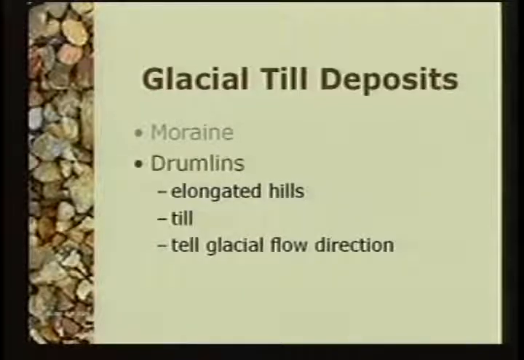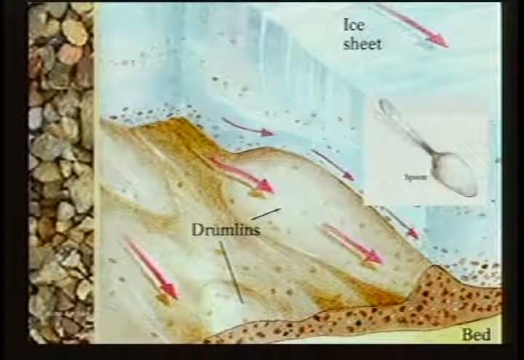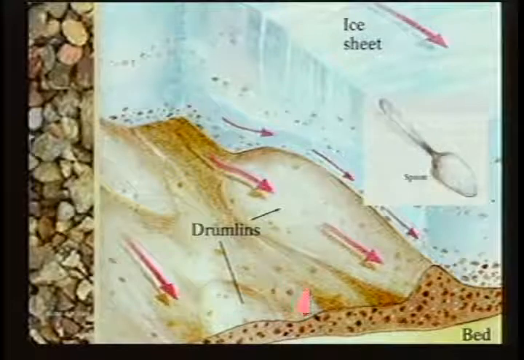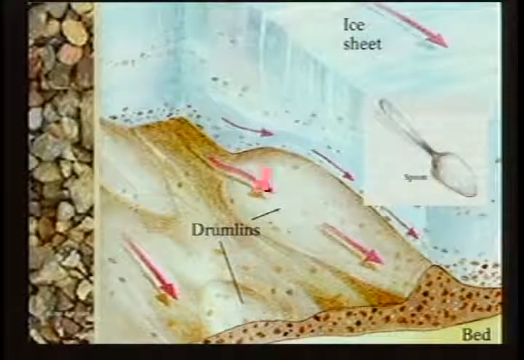Drumlins are depositional features as well. They are elongated hills. They're deposited under the ice, and they are composed of till, which means they are unsorted. They can tell the glacial flow by their shape. Let's take a look. This is an old diagram, but it's one of the best I've found that shows this feature. Here we have a drumlin.